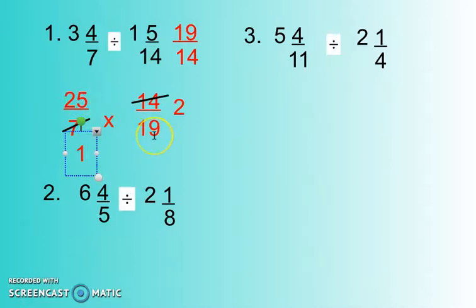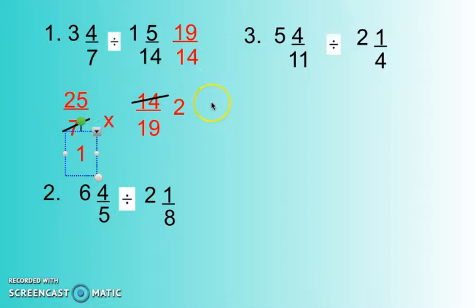How about 25 and 19? Is there anything? Think of the factors of 25. 1 times 25 and 5 times 5. Well, none of those numbers go in there. Well, okay, 1 does. 1 goes into 19, but that won't change it. But none of the other numbers go into 19, so we're good. So we're just going to multiply straight across.